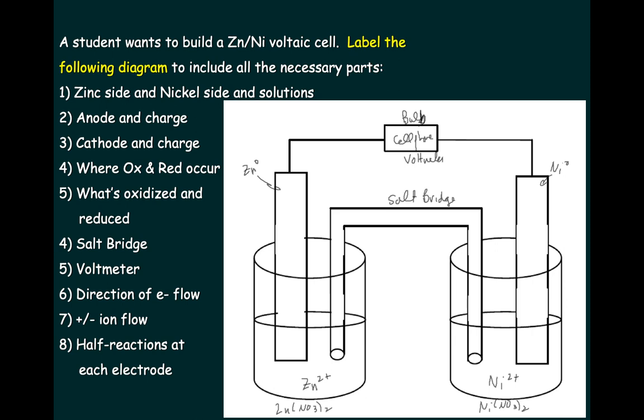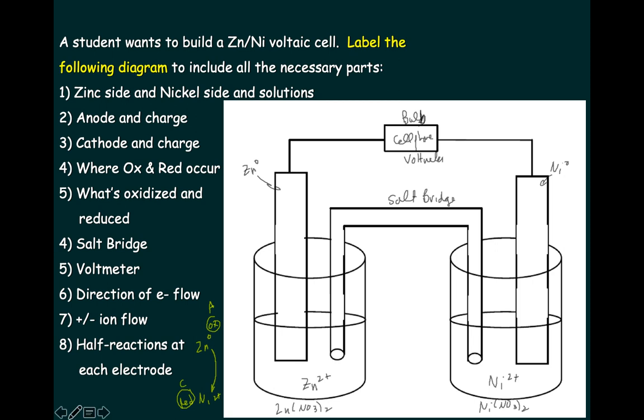Since zinc is above nickel, again, we looked at that before, we can rewrite this really quickly. Since zinc is above nickel in the table, we're going to have electron flow from zinc to nickel 2 plus. So this is going to be the oxidation. This is going to be the reduction. This must be the anode. This must be the cathode. So we know what we're doing here.